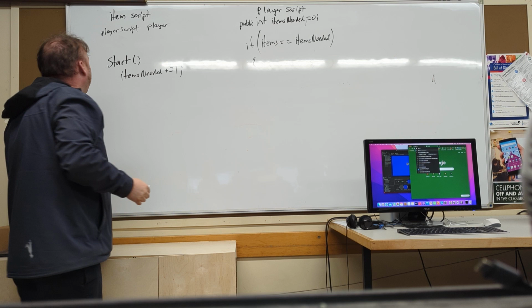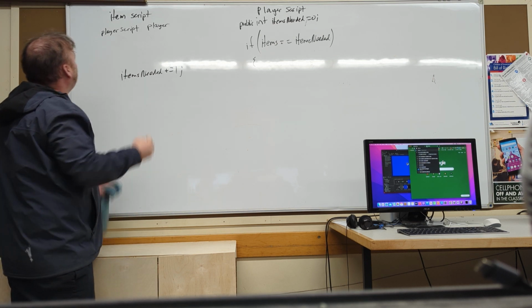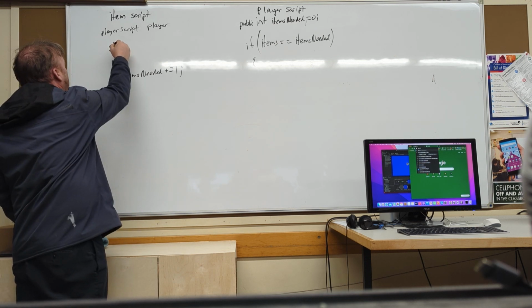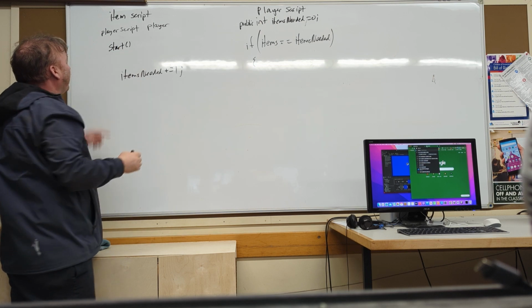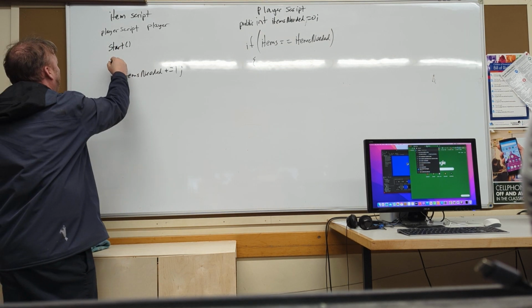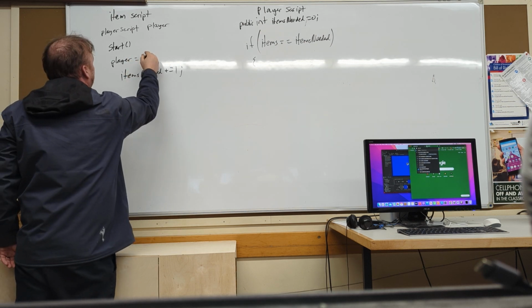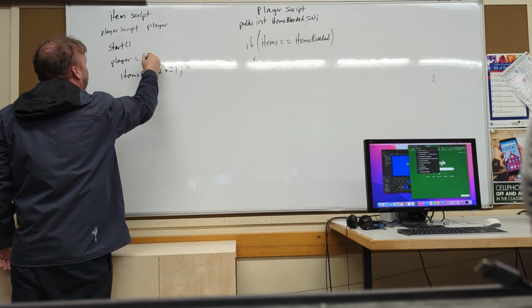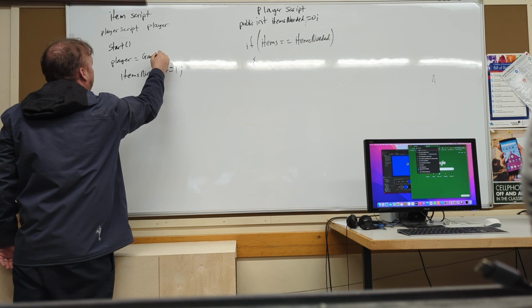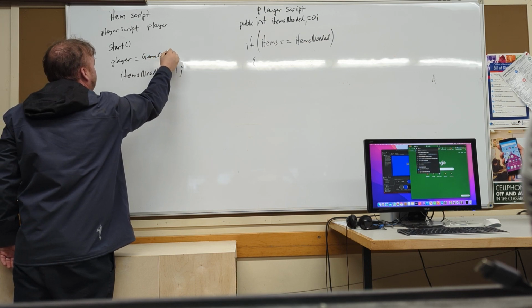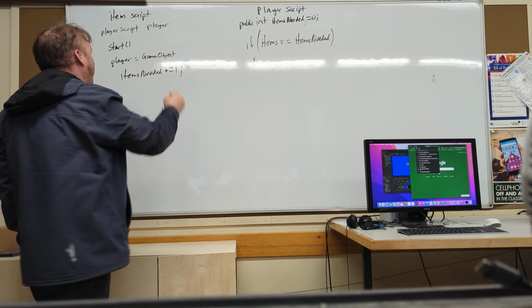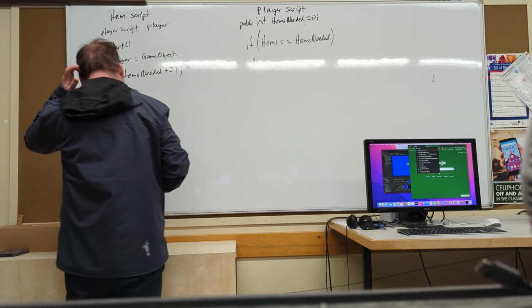And inside of our start, we're going to reference our player. So we're going to say player equals, this is a weird one, capital G GameObject. It's very rare that we use the capital G GameObject. GameObject dot, and we have a few choices here.